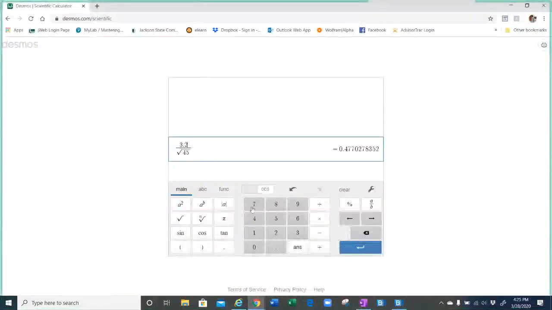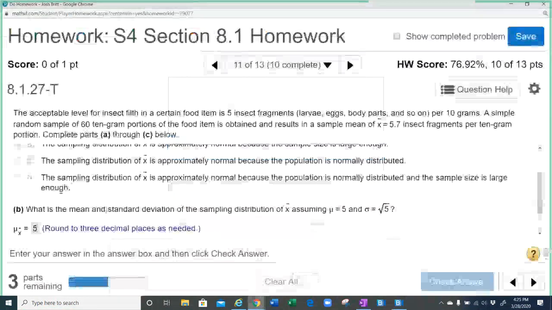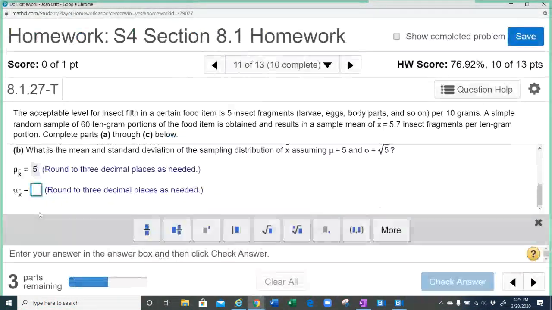Square root 5 over square root sample size. The sample size was 60. So you get standard deviation is 0.2887. Three decimals: 0.289.